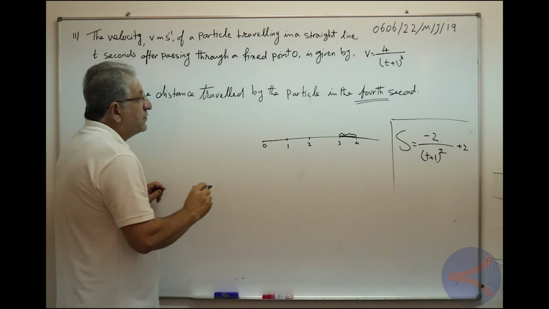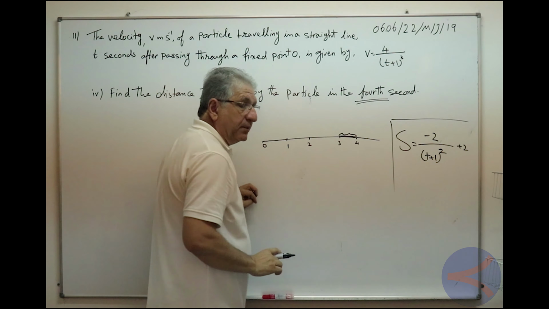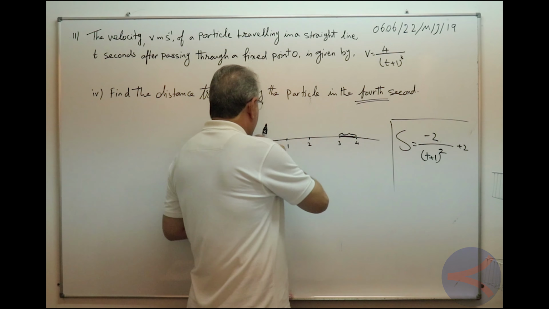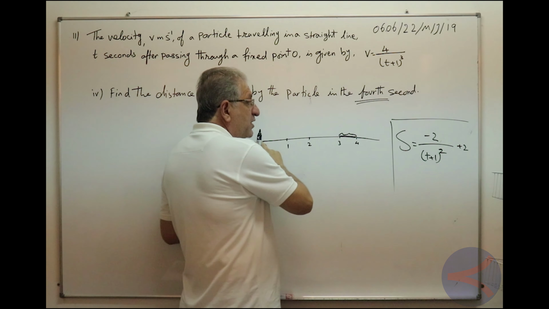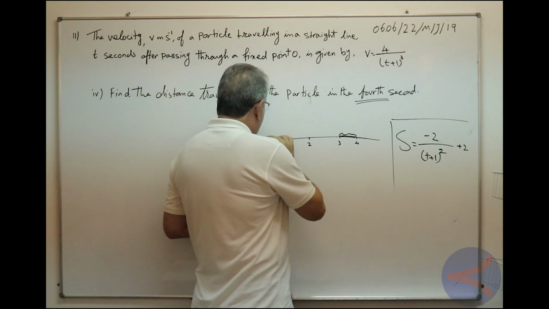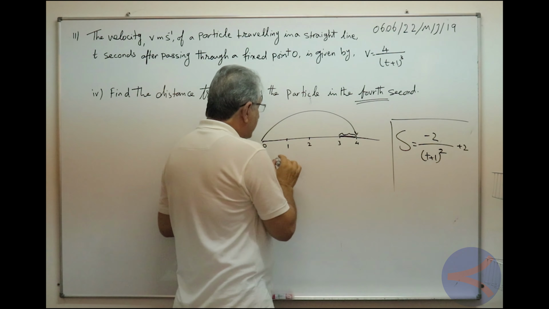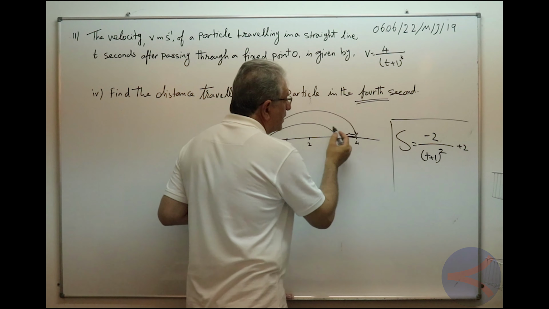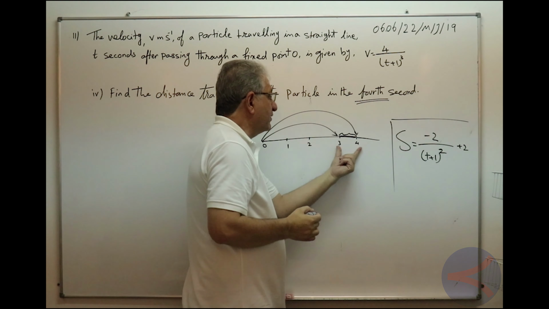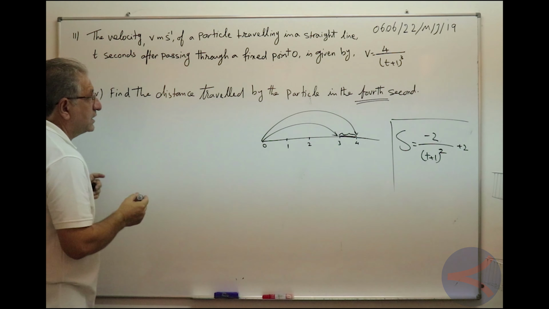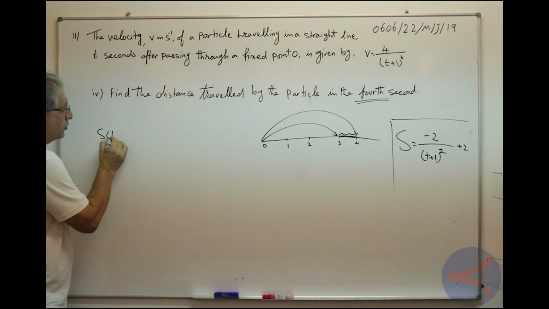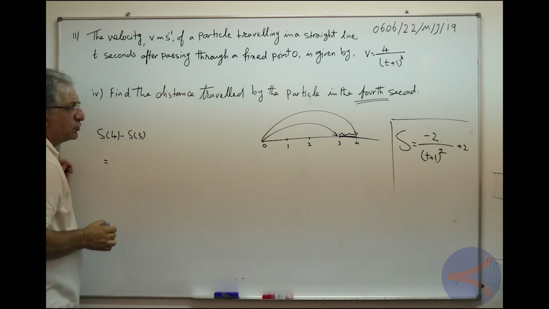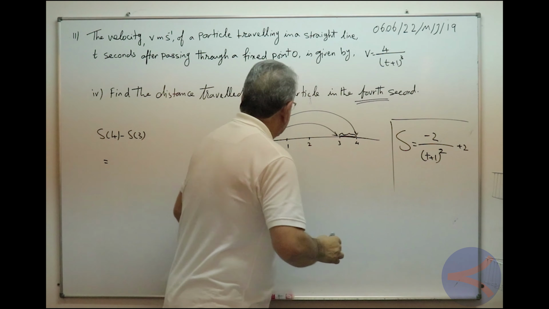That distance here, we got it from the previous part. This gives you the displacement from O. Therefore, if I put 4 in this, I am going to get this distance. Then if I subtract the value at 3, I am going to get this distance. Therefore, in the 4th second, you are going to get this value. To get the 4th second, you have to write S4 minus S3. Therefore, it's a matter of substitution. Just substitute here and get the answer.